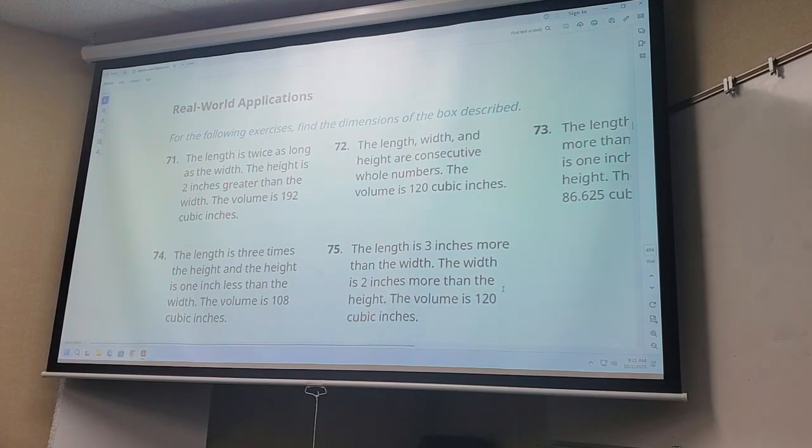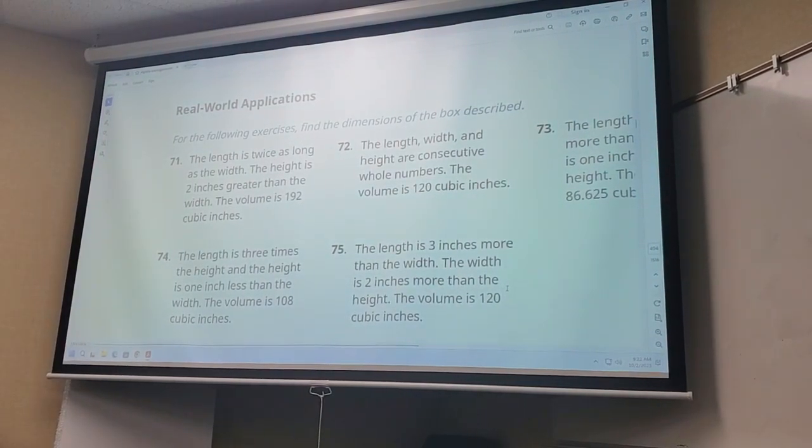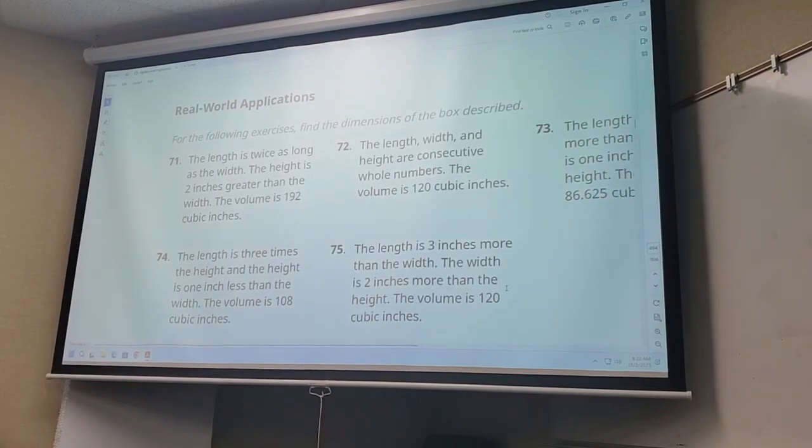The length is twice as long. The height is 2 inches greater. So then we've got a third player, the height. So we've got length, width, height. So the width, what do you want to call the width? Does everybody see why the width needs to be given a name first? Because if I know the width, I immediately know the length, and I immediately know the height. So I've got to give it a name first. So what do you guys want to call the width?